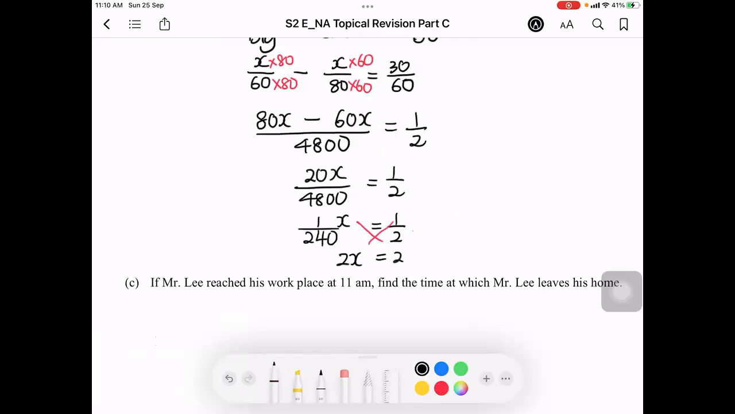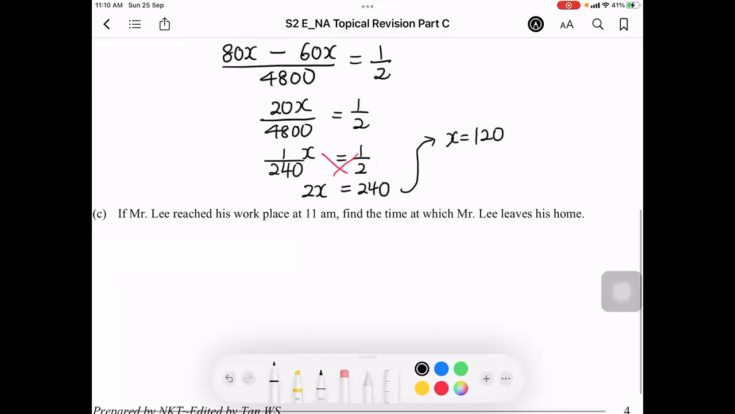2x equals 240. Therefore, x equals 120. You divide by 2. Okay, so for this one, x equals 120, the distance. Then, if Mr. Lee reaches his workplace at 11 a.m., find the time he needs to leave home.